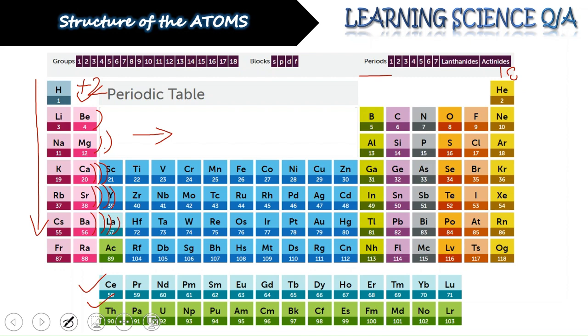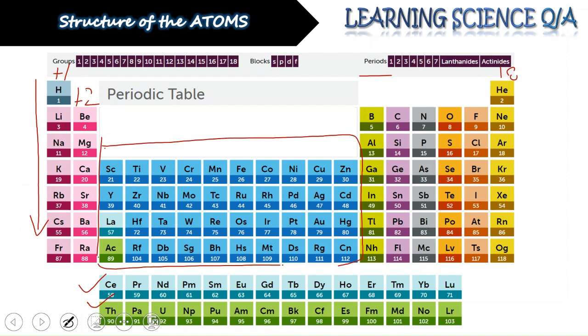Also, if we talk about the valency, then valency also increases, because what we have studied till now, valency is the number of electrons which are present in the outermost shell. So we have plus 1 valency for the first group, plus 2 for this. These are transition elements because their valency keeps on changing. They can show multiple valency.